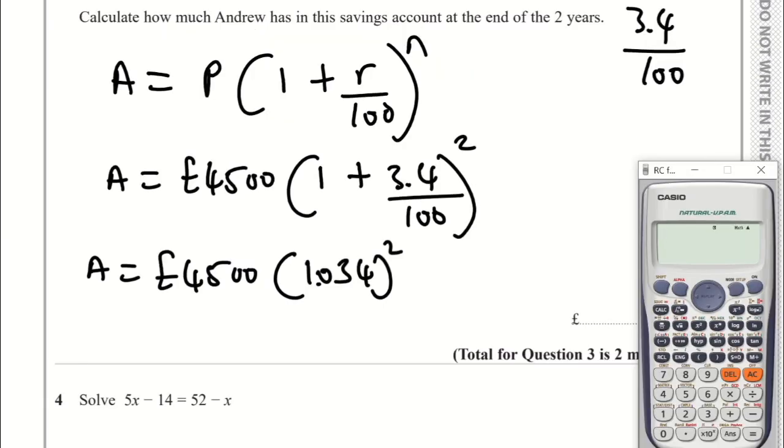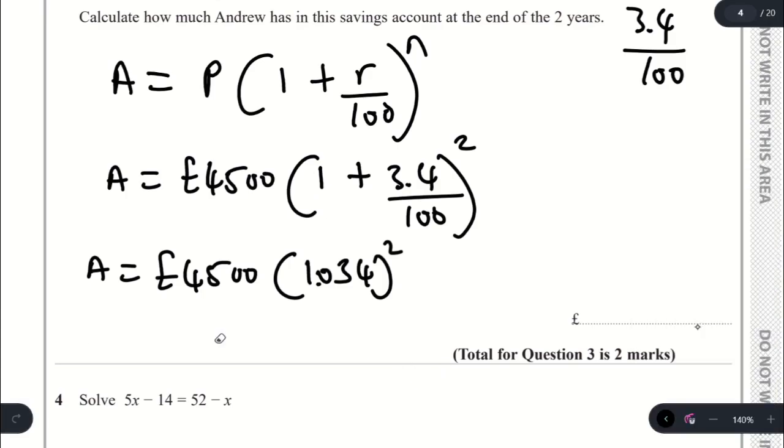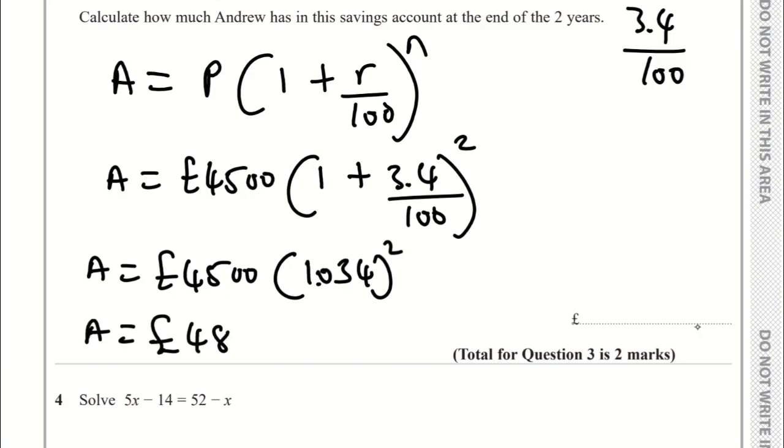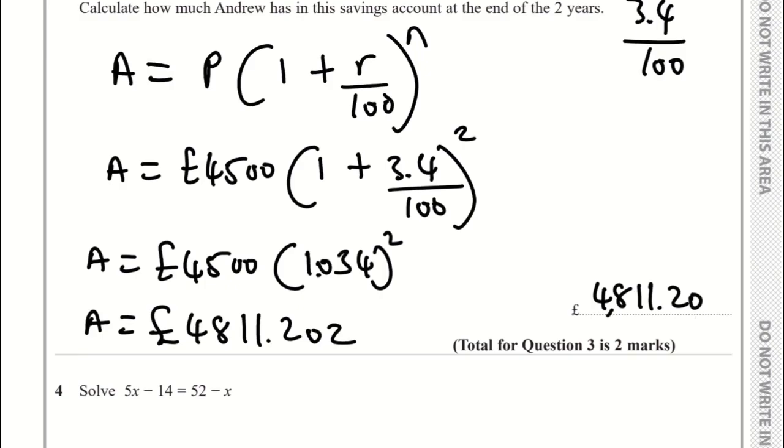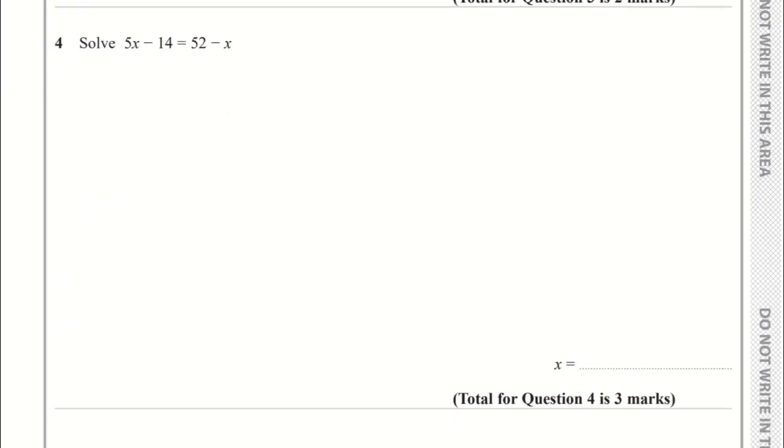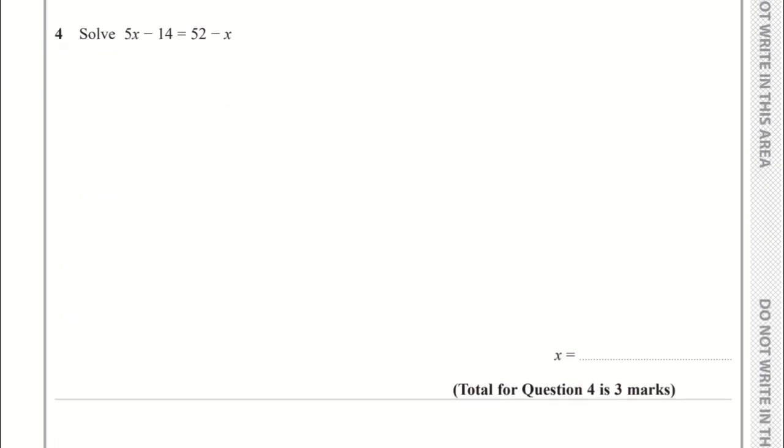We're going to plug everything into the formula and get the amount. So let's use our calculator. That will be 1.034 squared, then times 4,500. What do you have? That's 4811.202. So the amount is equal to 4811.202. But let's round it to 2 decimal places. 4811.20, which is £4,811 and then 20p.